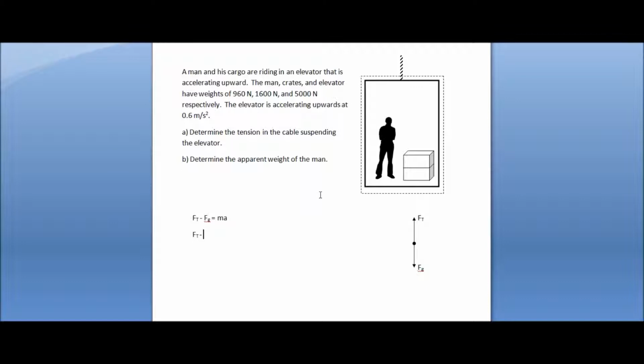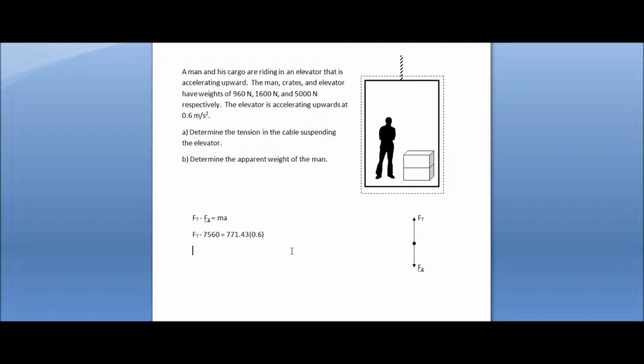So let's do this really quick. 960 plus 1600 plus 5000 is 7560. We do not need to multiply by 9.8 because these are already weights. They're in newtons, that's weight. Mass is the weight divided by 9.8, so there's our weight right there. Let's just divide that by 9.8, and that gives you 771.43. And the acceleration is 0.6. It's going to be a positive 0.6 because we are accelerating up.